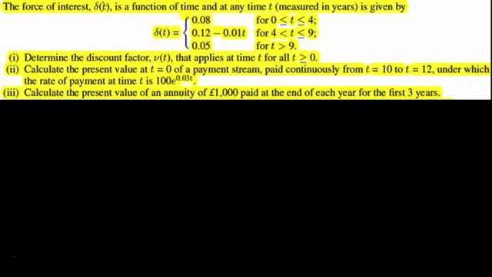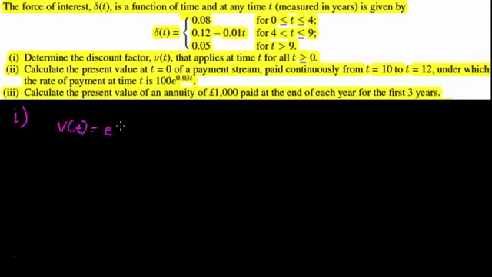The force of interest, delta t, as a function of time t, measured in years, is given by all of this. So part I is: determine the discount factor Vt that applies to time t for all t greater than 0. And that sounds awful, so let's make it easier. What is the formula for Vt?